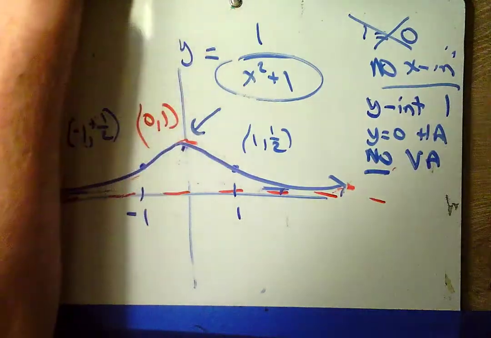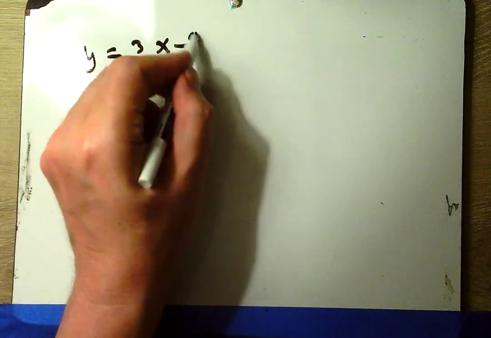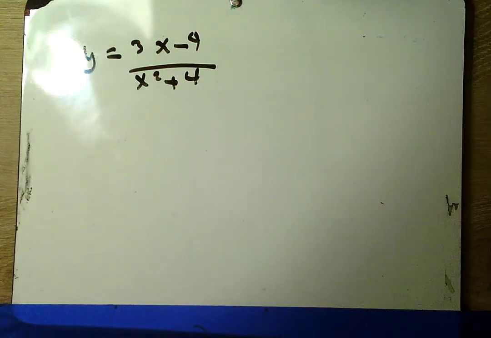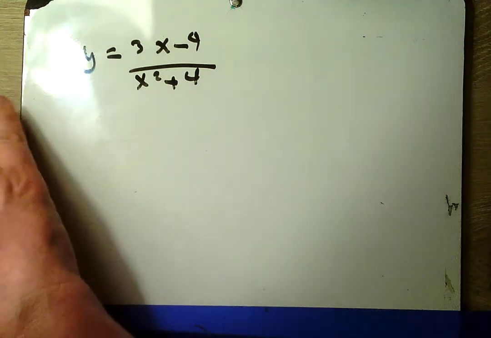No vertical asymptotes. I think you should do one of those also. So here's yours. y equals (3x minus 4) over (x squared plus 4). Okay. Give it a try. Pause the video. Come back when you're done.